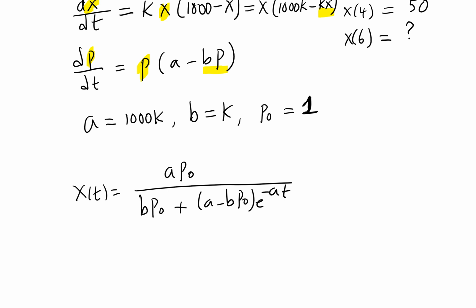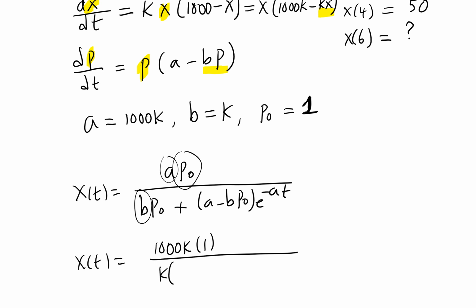The first step is x of t equals, substitute the information that we know. A is 1000k. P sub 0 is 1. Small b is k. B sub 0 is 1. A is 1000k minus b is k. B sub 0 is 1. E negative A is 1000k times t.